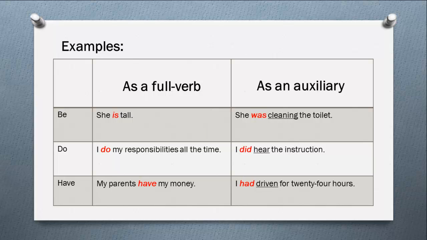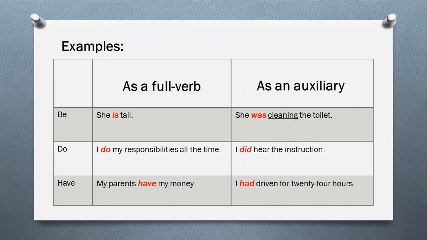She was cleaning the toilet. Was is also a be verb, but in this sentence, it functions as an auxiliary to the main verb, cleaning. I do my responsibilities all the time. Do is a do verb, and in the sentence, it acts as a full verb. It is the only verb found in the sentence.